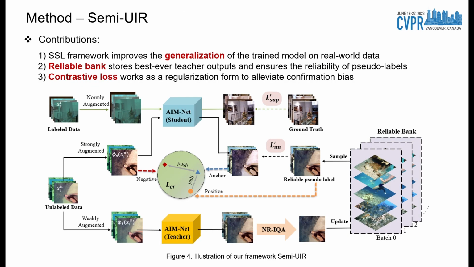As a result, we specifically design a semi-supervised framework for underwater image restoration to improve the generalization of the trained model on real-world data. To solve the first problem, we build a reliable bank to store the best-ever teacher outputs so as to ensure the reliability of pseudo-ground truth. Meanwhile, we incorporate contrastive regularization to alleviate confirmation bias.